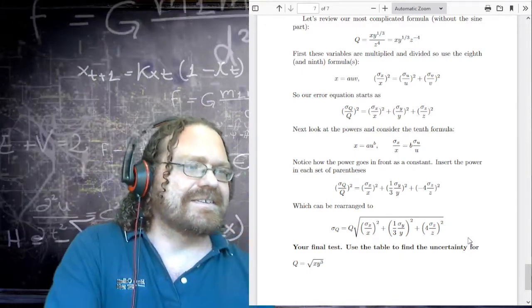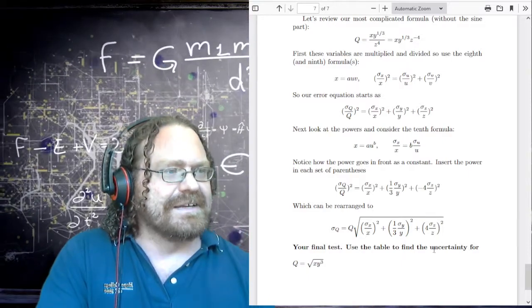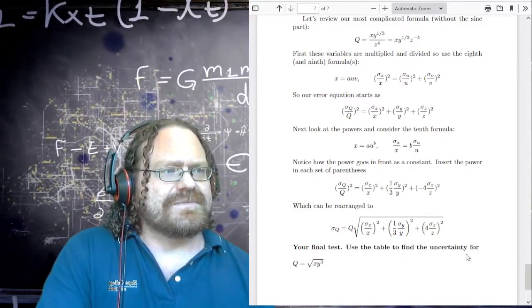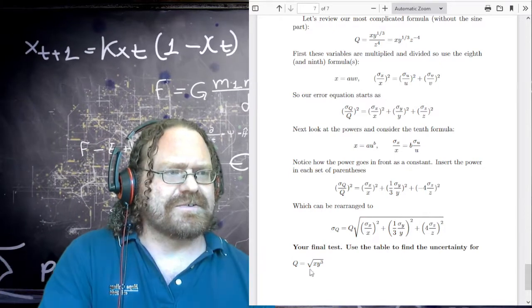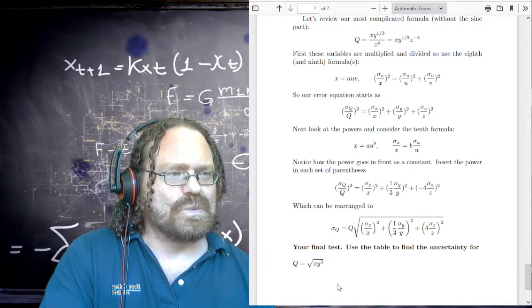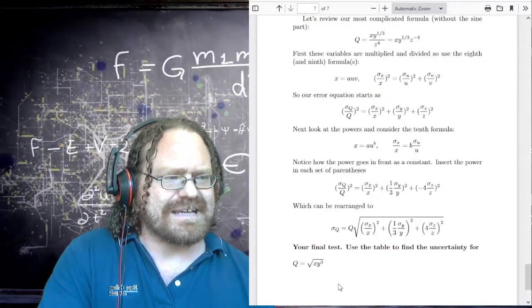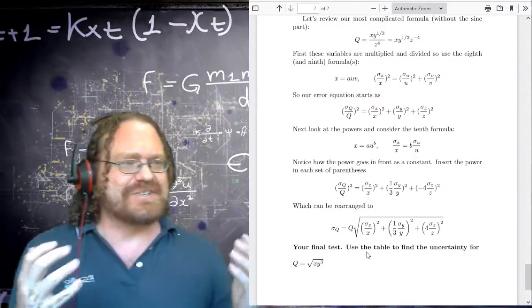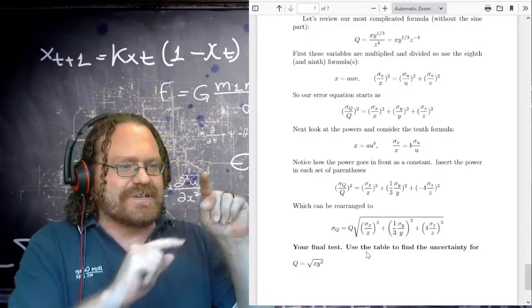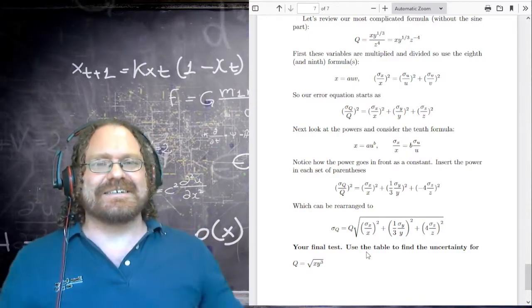Easy enough. All right, this is your final test, okay, everybody? Your final test is to use the table to find the uncertainty for this. Uh-oh. That's a y cubed inside a square root. Oh no, we're going to have to be dealing with fractions. And the x is also raised to the 1/2. All right, no, you guys can do this, okay?